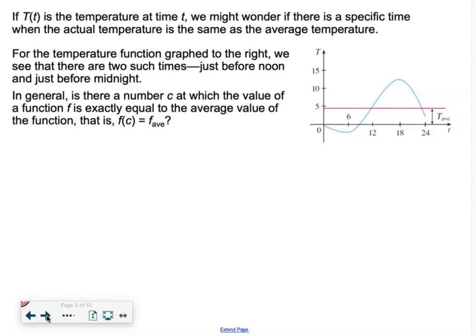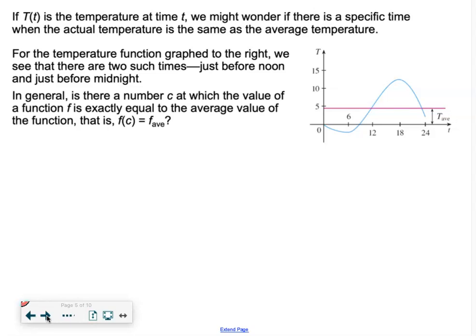So there's a little more to the average value formula. There's kind of an extension on it. It's really just a rearrangement, but this rearrangement of the average value formula has its own special name. It's a theorem, but you don't have to do all the theorem stuff for it. So if T of t is the outside temperature at time t, we might wonder if there's a specific time when the actual temperature equals the average temperature. We did this before. Anyone remember what theorem it sounds like?